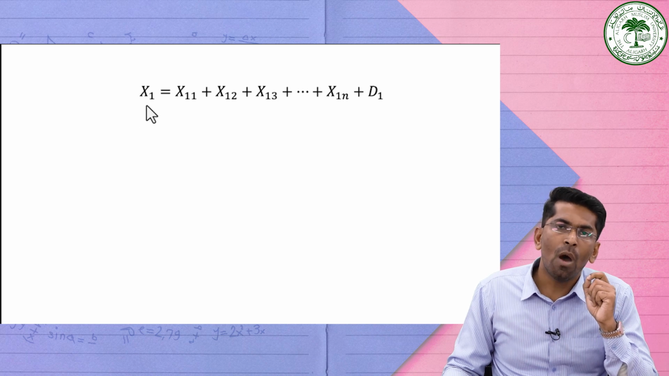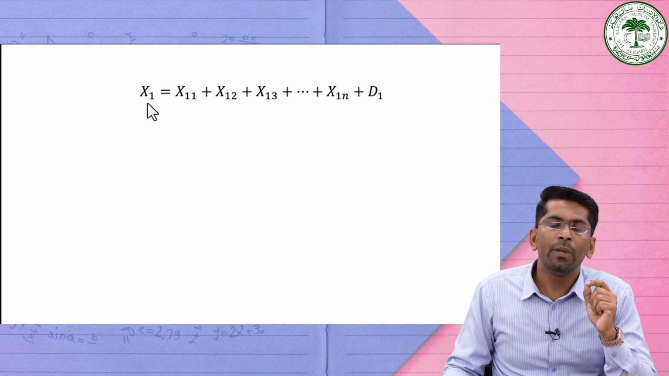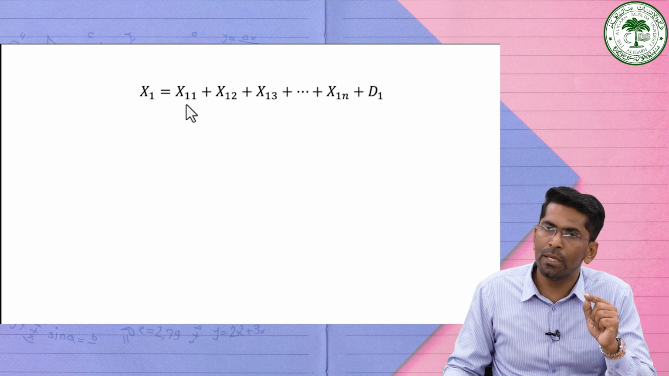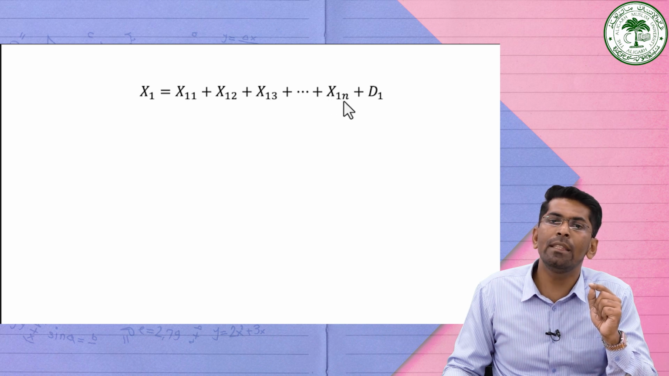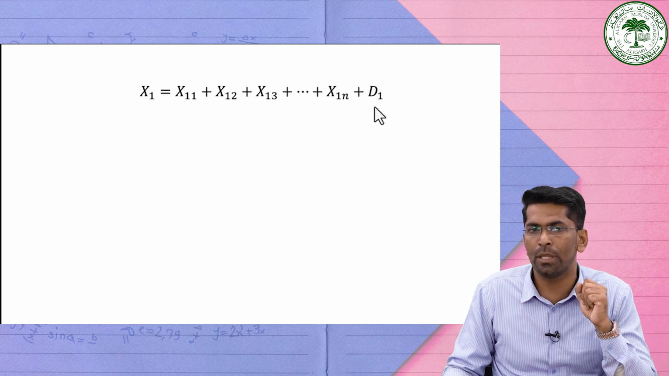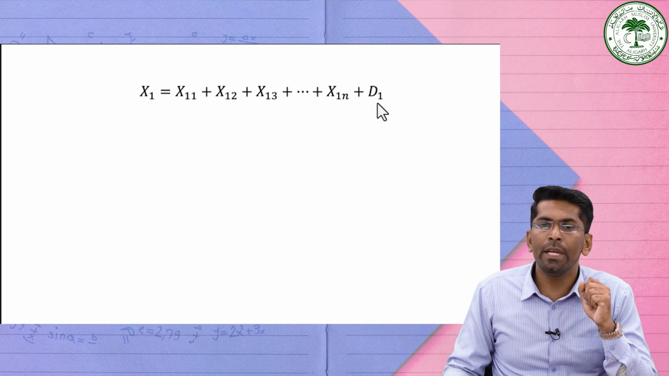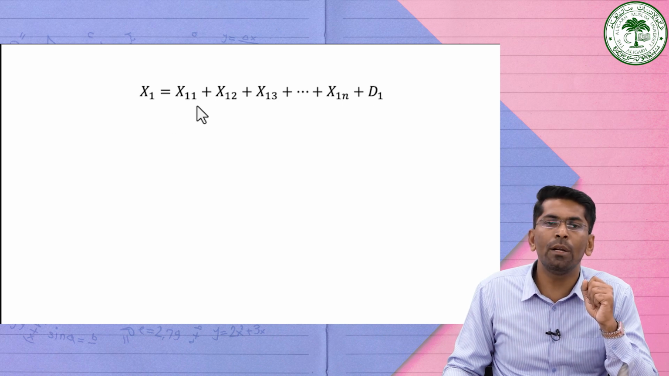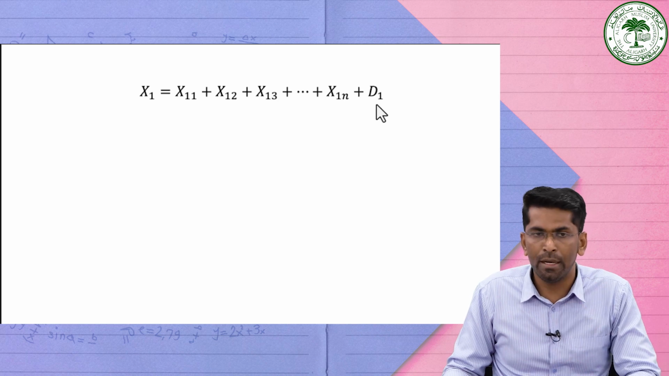That means the output of the first industry is used as an input for the first industry, the second industry, the third industry, up to the nth industry, and part of its output is also consumed by the final consumer, which is captured by D1. So X11 to X1n show the intermediate, or inter-industry, demand, and D1 shows the final demand.